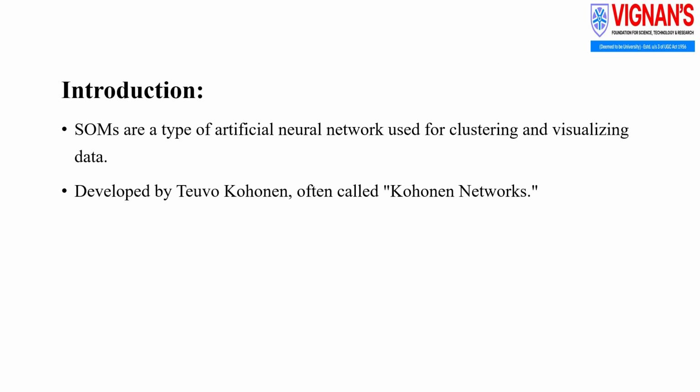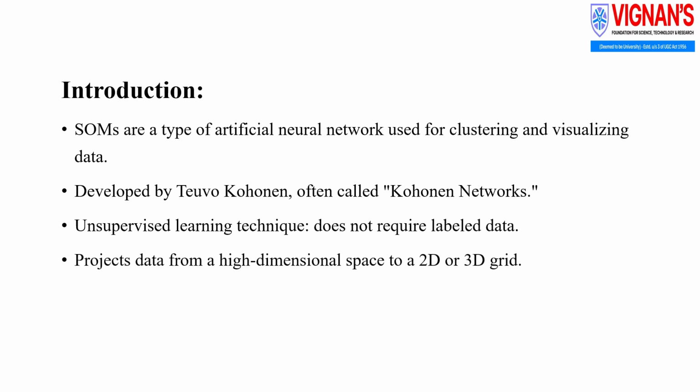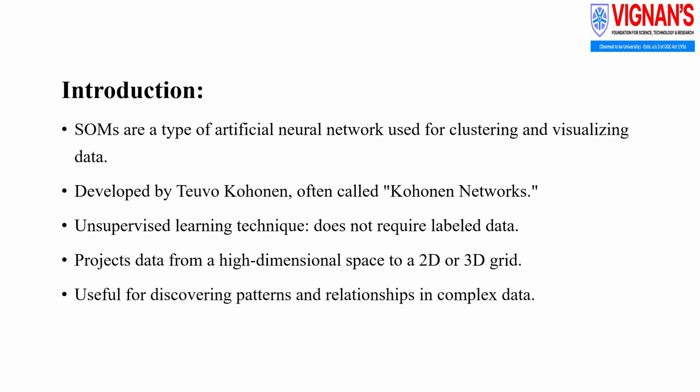Unlike other neural networks that need labeled data, like supervised learning, SOMs use unsupervised learning. This means the network learns patterns and relationships in data on its own, without being told the correct answers. SOMs work by transforming high-dimensional data with many features into a 2D or 3D grid map. This transformation helps us easily visualize and analyze hidden patterns within complex datasets.